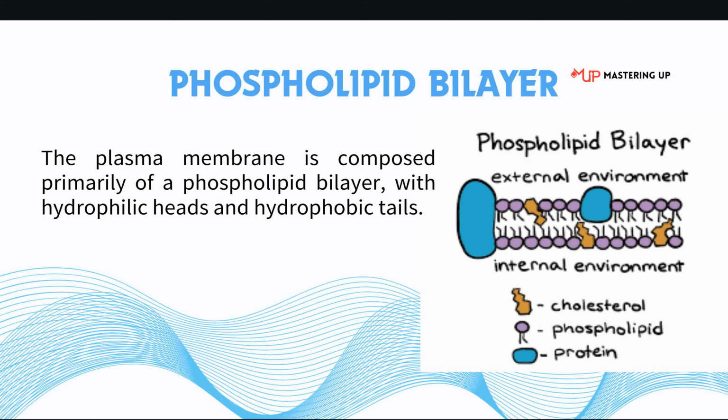In an aqueous environment, these molecules arrange themselves into a bilayer with the hydrophobic tails facing inward and the hydrophilic heads facing outward, creating a stable barrier between the cell and its surroundings. In the illustration, you can see the phospholipid heads facing outwards and the hydrophobic tails facing inward. So this is a phospholipid bilayer structure.